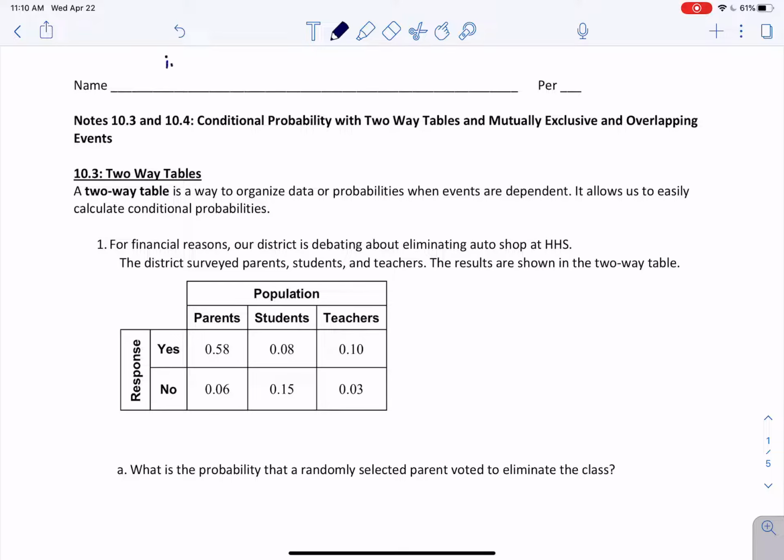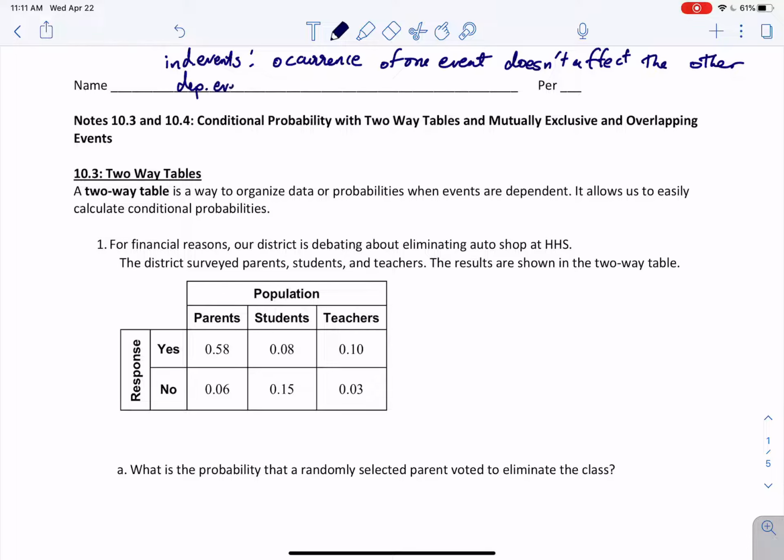So just to remember, independent events are when the occurrence of one event doesn't affect the occurrence of the other, whereas dependent events are when it does affect the other. And we had some formulas for this.